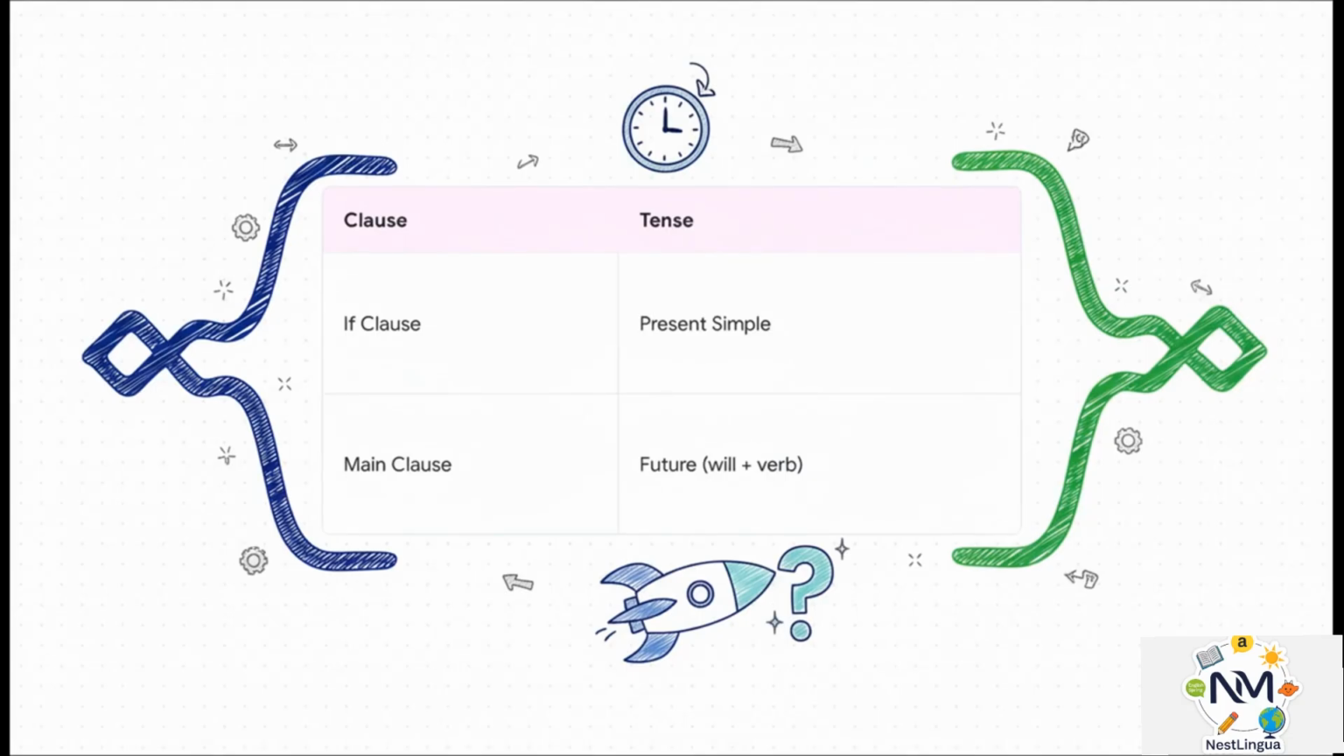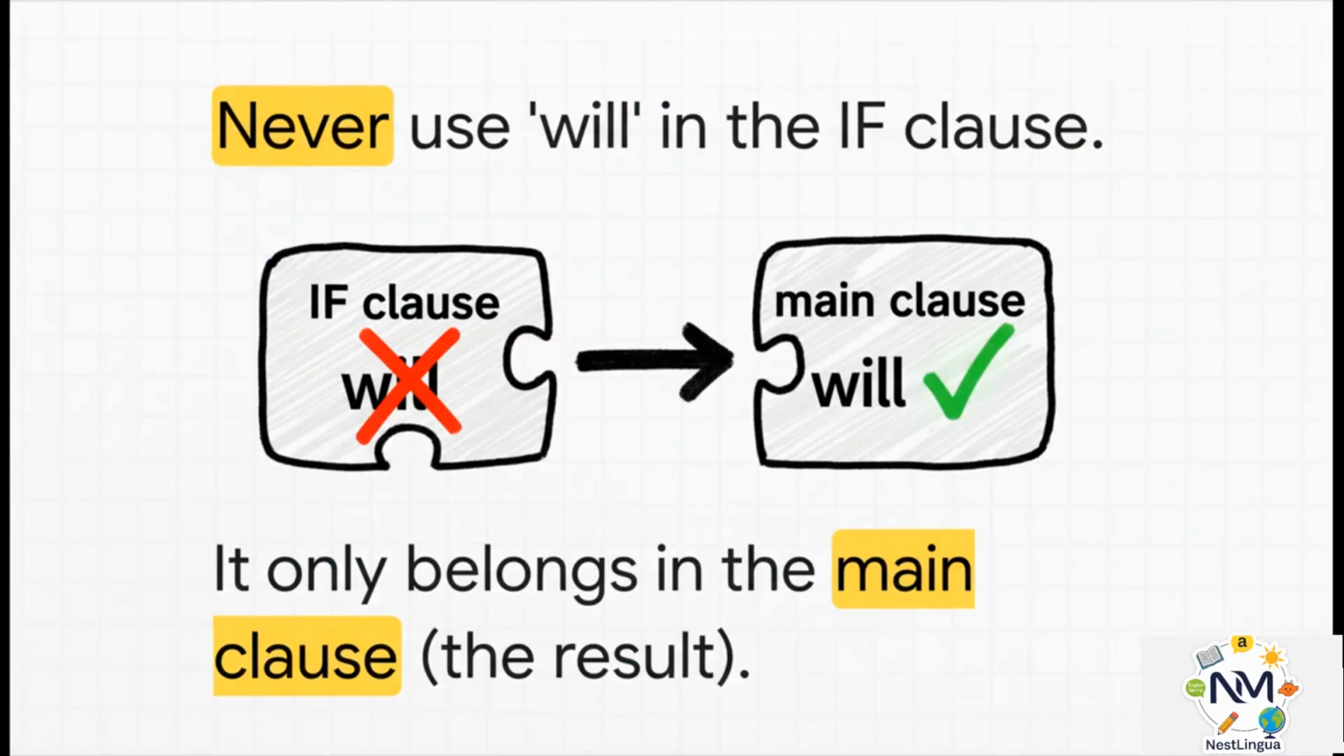So check out how the structure changes here. The if clause, that's our condition, it still uses the present simple tense. But the main clause, the result, that's where things change. It now uses will plus a verb because we're talking about a future result. And this is the absolute golden rule for the first conditional. You have to remember this one. Even though the whole sentence is about the future, the word will never, ever appears in the if clause. It only belongs in the main clause, the part that describes the result.